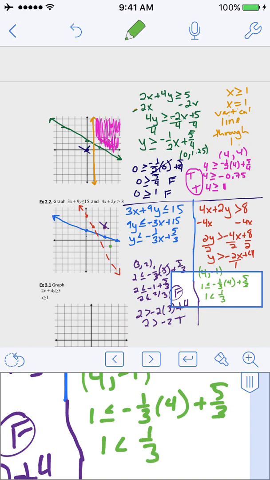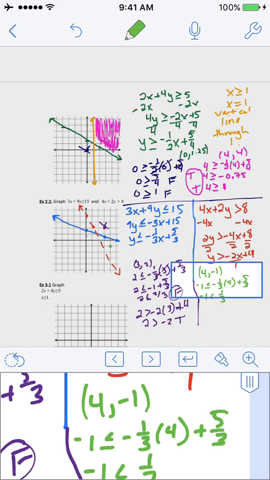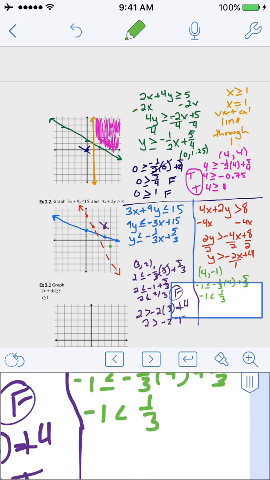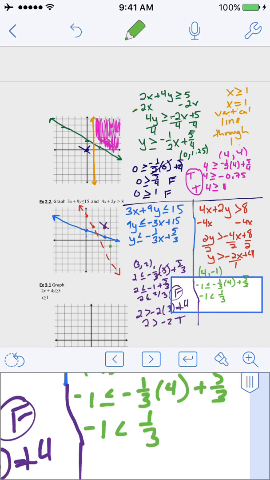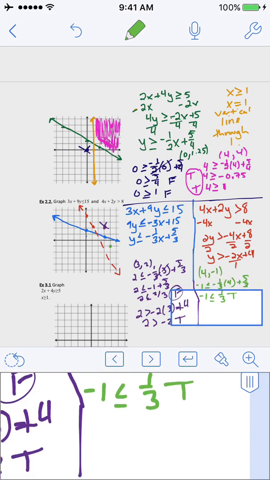Oh wait, what did I do wrong? Because it should be lower then. Oh, negative 1, I'm sorry. Negative 1, yeah, our point was for negative 1. So negative 1 is less than or equal to negative 1/3 times 4 plus 5/3. Is negative 1 less than 1/3 or equal to? Yes, that is a true statement. Now we'll test out the other one. Is negative 1 greater than negative 2 times 4 plus 4?